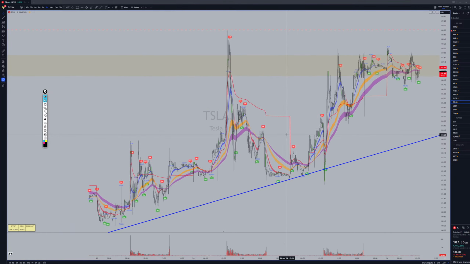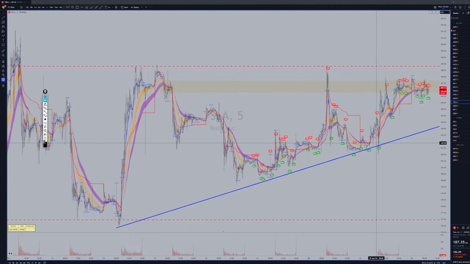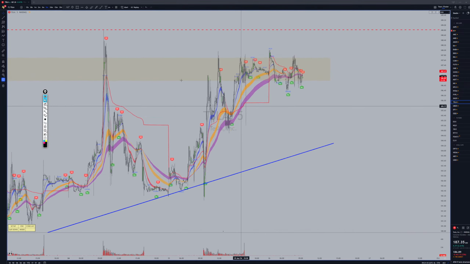Tesla over here has been a beautiful plan since yesterday. I shared this also on socials. Remember what we said the day before: we have a major structure of an ascending triangle with resistance at 189 and an uptrend line. So 2 major plans this morning.